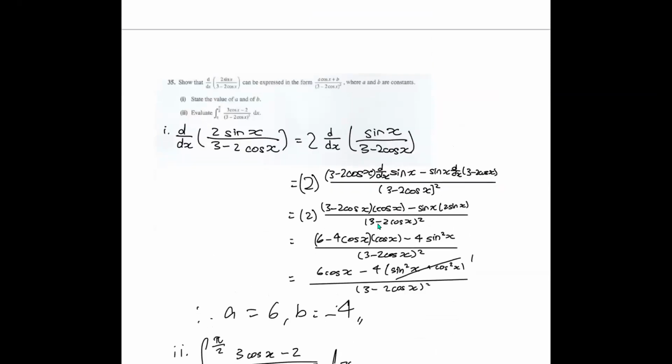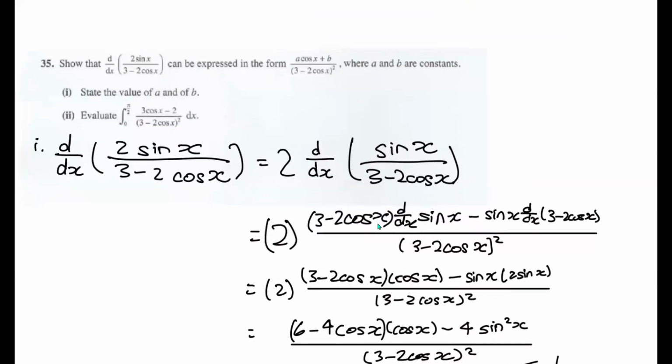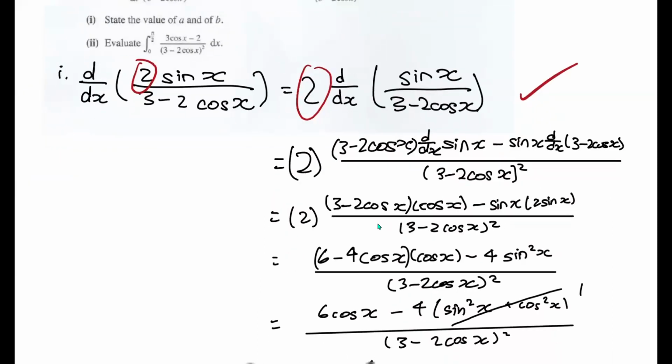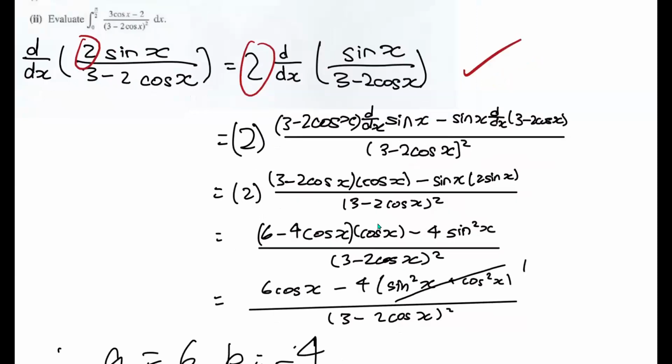Next one. 35. Differentiate 2 sin x over 3 minus 2 cos x can be expressed in the form of something, where A and B are constants. Part 1, state the value of A and of B. Okay, so over here you have 2 times something. So you just factor it out first. Good. Factor out already, then you have to differentiate a quotient. So bottom times the top derivative minus top times the bottom derivative, whole thing divided by bottom square.